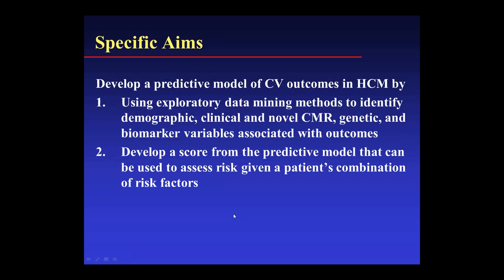Putting all this data together, we'd like to develop a predictive model that can be used to assess risk given a patient's combination of risk factors. So you could go to your cardiologist, your HCM specialist. They could do a cardiac MR, genetics, and biomarkers, put all their data in a smartphone app, and tell you what your risk of sudden cardiac death over the next 5 years is, and what your risk of developing heart failure is over the next 5 years. And in using that predictive risk, then develop a treatment algorithm, possibly with novel therapies that can lower that risk.